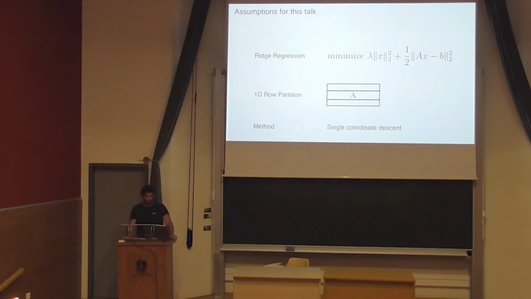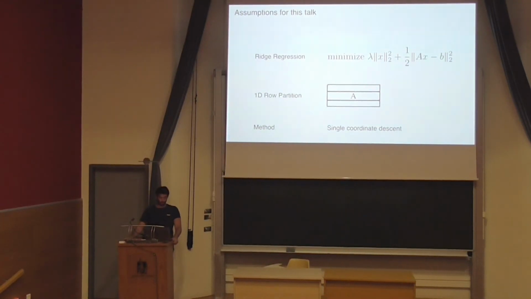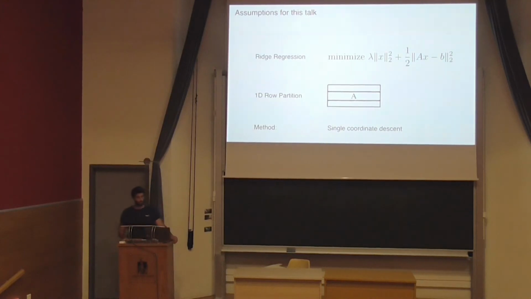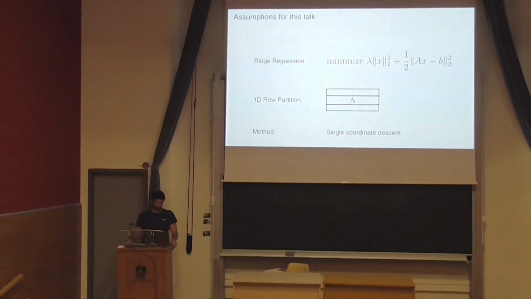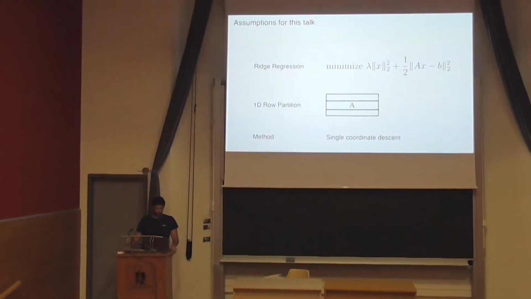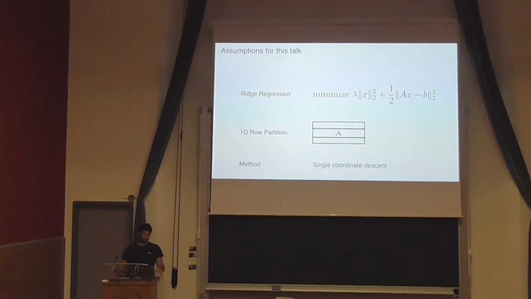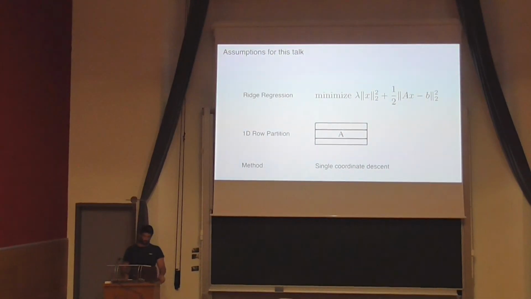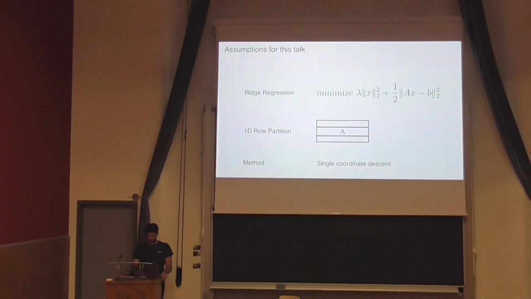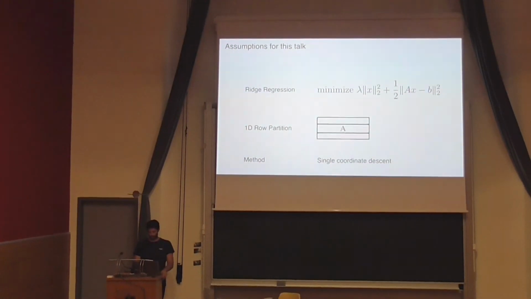So I will make some assumptions just to simplify the talk a lot. I will assume that we want to solve the L2 least squares problem, and that the matrix A has more columns than rows, and it's partitioned row-wise. So we have some batches of rows, and we send them to some processors, because we want to parallelize the method. I will also assume that we always work with a single coordinate descent method, and I will explain briefly what the method does and how it works. So these are some assumptions to simplify the talk.